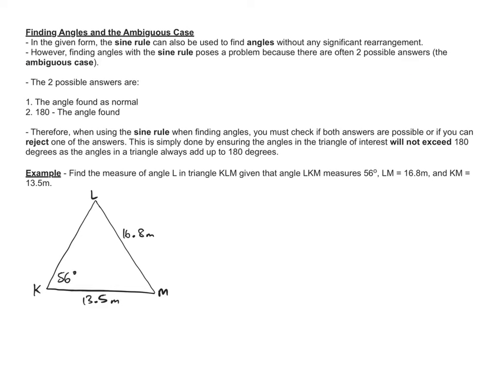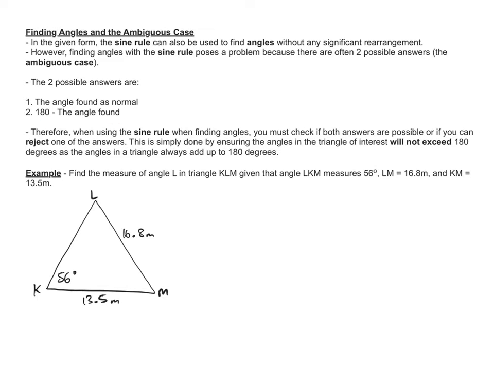That's known as the ambiguous case. The two possible answers are the angle found as normal. So if you were just using the formula as normal, you'll find an angle using the inverse sine, and that's one of the possible answers. But you also, as a weakness of the sine rule, have the possible answer of 180 take the angle found.